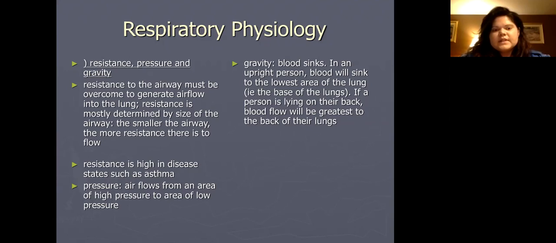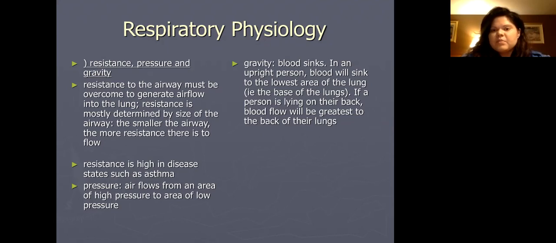Resistance is also seen in asthma, which could cause a narrowing of the airway. Asthma is typically like an allergic reaction, so anything that has to do with that narrows the airway and makes it more difficult for patients to get air into the lungs where they can exchange CO2 and oxygen. Pressure, air flows from an area of high pressure to an area of low pressure.